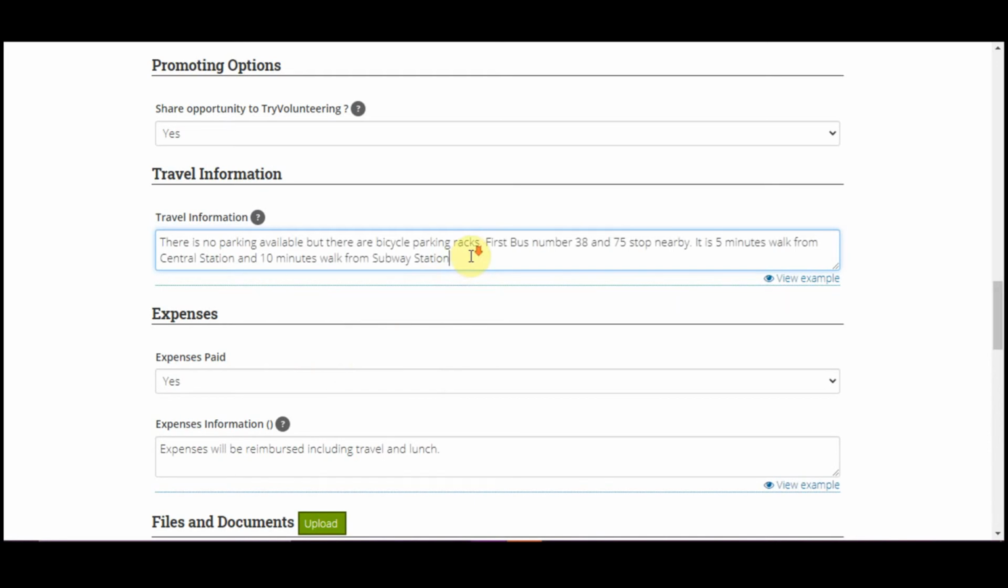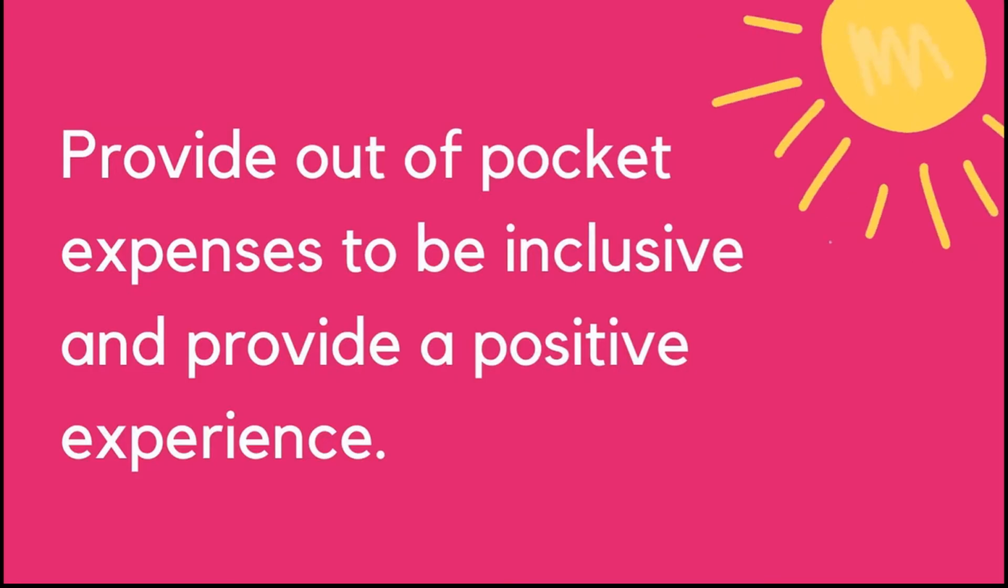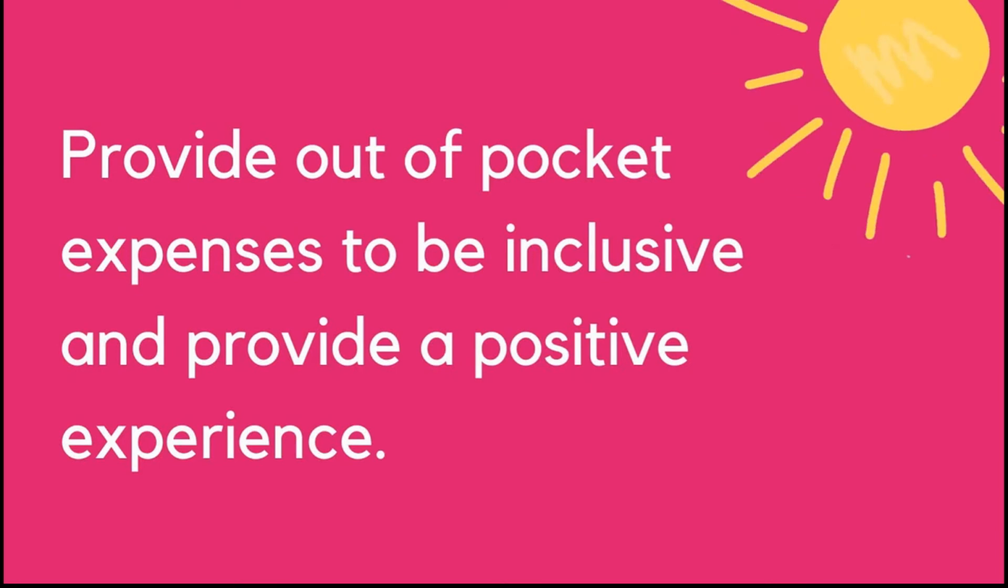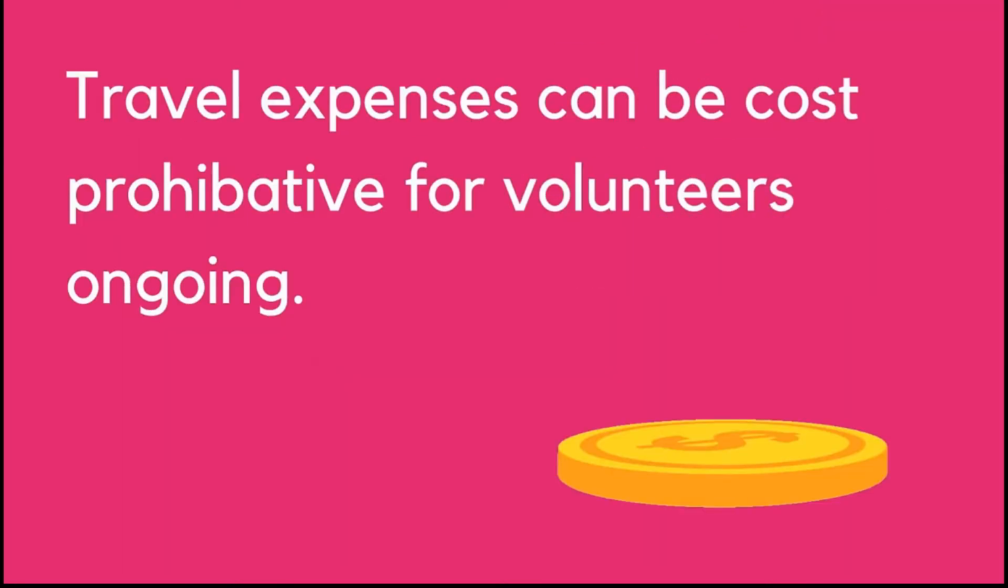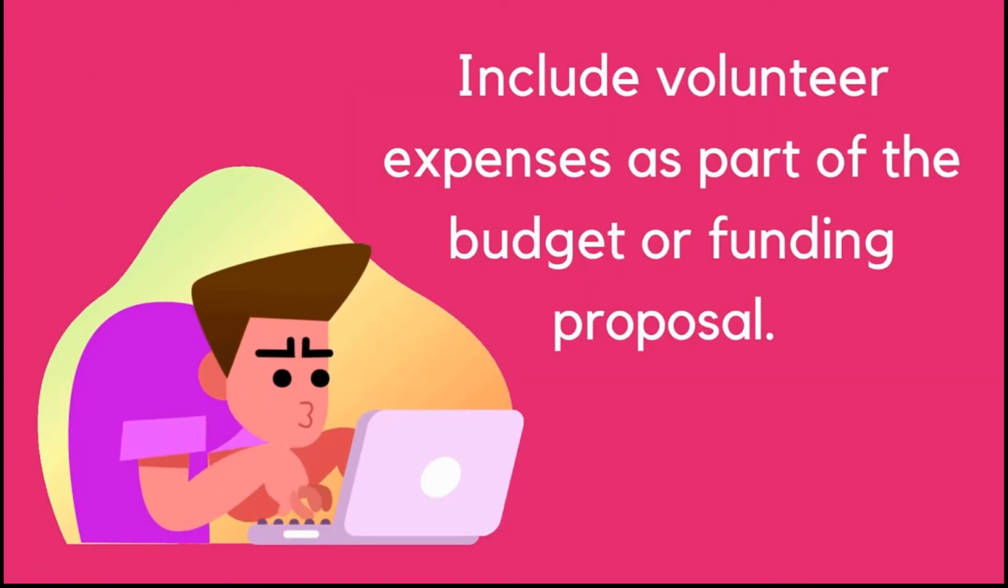The next section is expenses, which is a yes or no from the drop-down. It's best practice to provide out-of-pocket expenses. Travel expenses particularly can add up and could prevent people from being able to be involved ongoing. Volunteer expenses should be considered and included when creating your budgets and applying for funding.